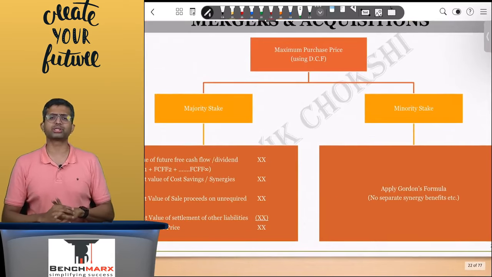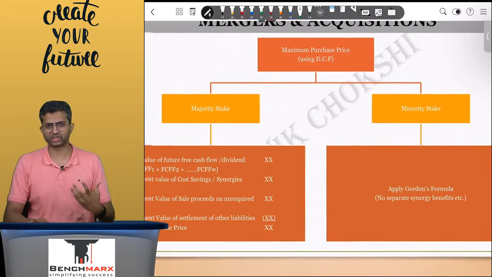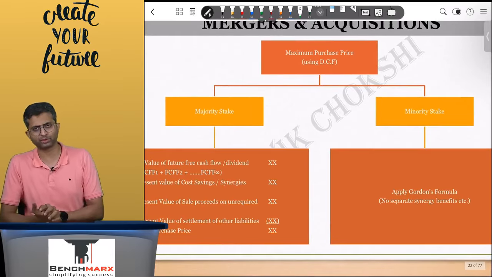Now, certain questions require you to calculate something called the maximum purchase price, which is usually calculated using the discounted cash flow or DCF method.